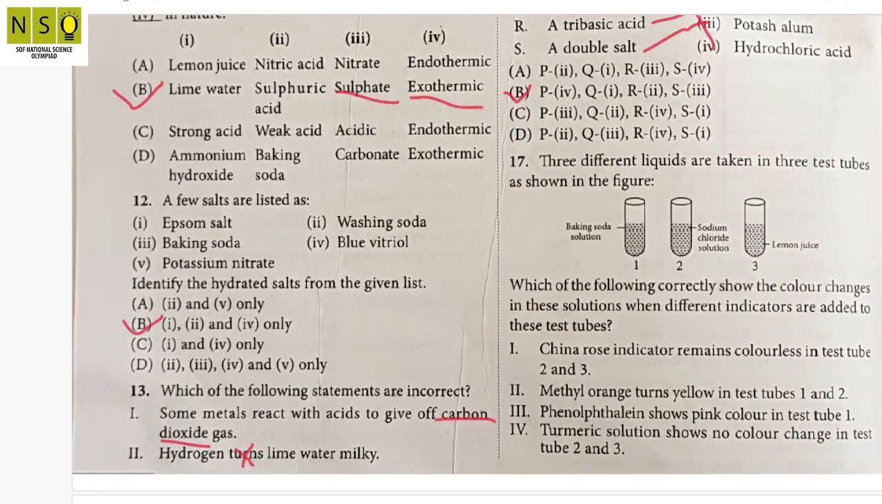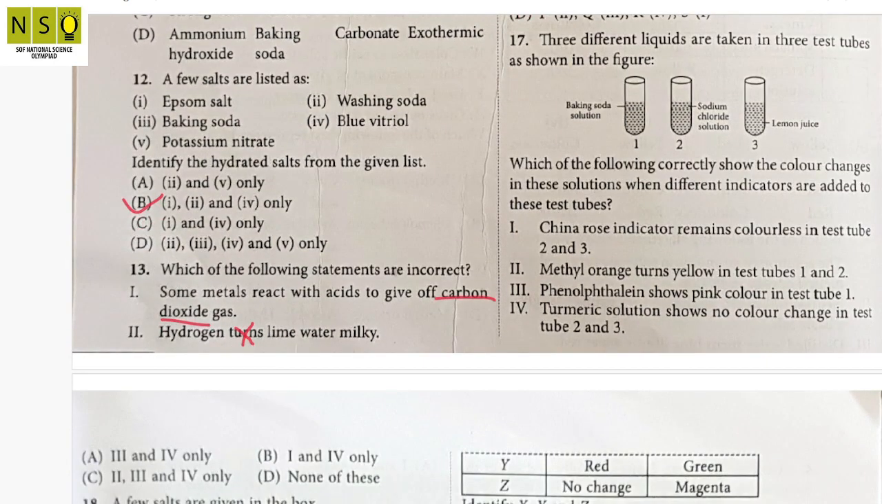Next question is question number 17. There are three liquids taken in three test tubes. This is the figure. What are the liquids? Baking soda solution, sodium chloride solution, and lemon solution. Now, which of the following correctly shows the color changes in these solutions when different indicators are added? If we add different indicators, then in which one will the change occur?